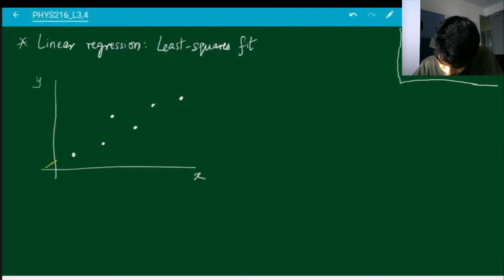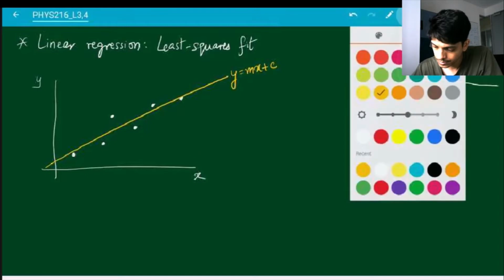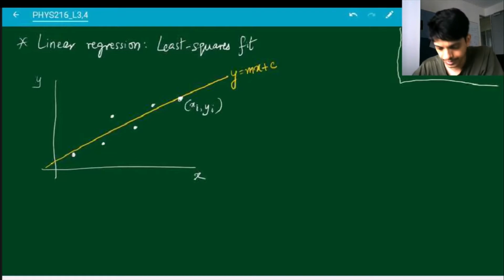So suppose this is the line that can be drawn. Let this line be called y equals mx plus c. Let this be the equation of the line. The question is, how do you find what values of m and c will give you the best possible line for these points? So each of these points, they are denoted by some x1, y1, x2, y2. In general, these are some xi, yi.